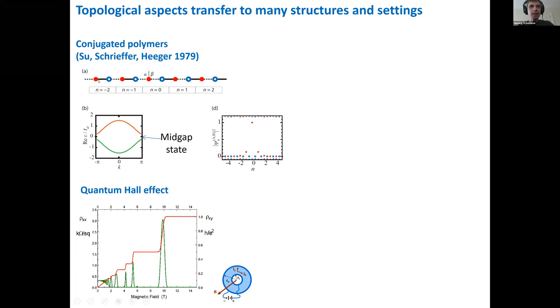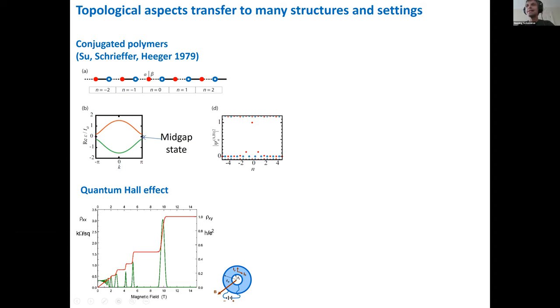And in a simple tight binding approximation, you have a unit cell with two sites that is repeating periodically. So you get a 2x2 Bloch Hamiltonian, you get two eigenvalues as a function of the wave number, and you get two bands. And you get a gap, of course. So this looks a little bit like a semiconductor. And now the interesting thing is, depending on whether you have the strong bond or the weak bond within the unit cell, you have two different topological phases. And if you join them up together in the middle so that you have an extra site in the middle, you'll have an extra state.